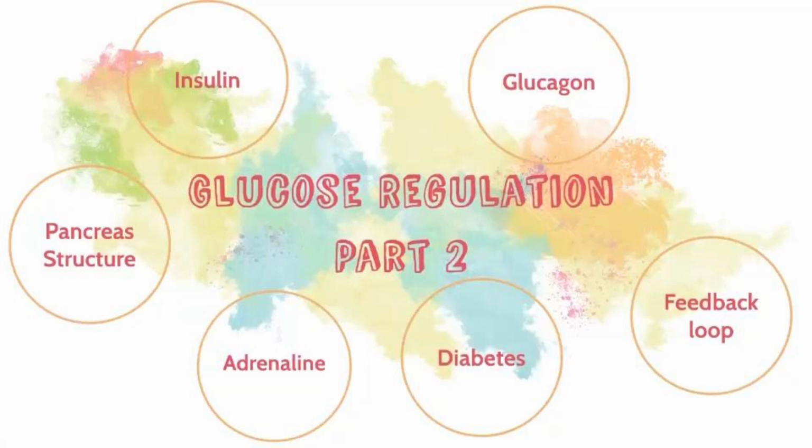So today we're going to talk a bit more about how these hormones work on the liver and the effect that they have, and then we are going to talk about diabetes and how this is a dysfunction of the glucose regulation within the body. So let's start off by talking about the liver and how glucose regulation is controlled in the liver.